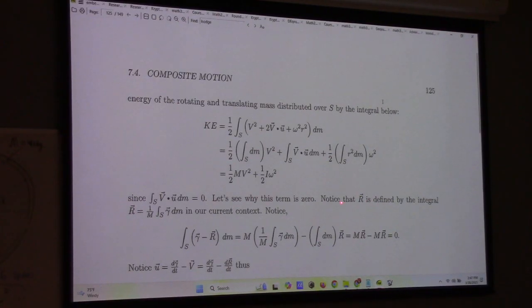If we notice, remember that the center of mass position is defined by 1/m times the integral of the position vector times dm, right? This is the weighted sum of position vectors over the object. And so if I calculate gamma minus r, integrate that over dm, well, I can divide and multiply by 1/m, like that. And if I do that, I get just dm over here.